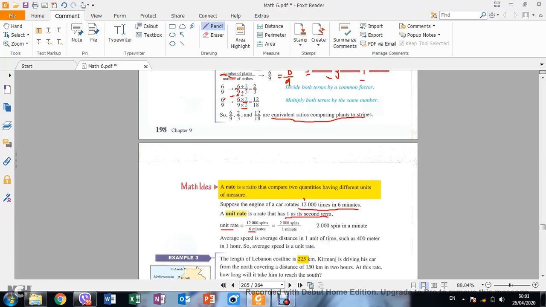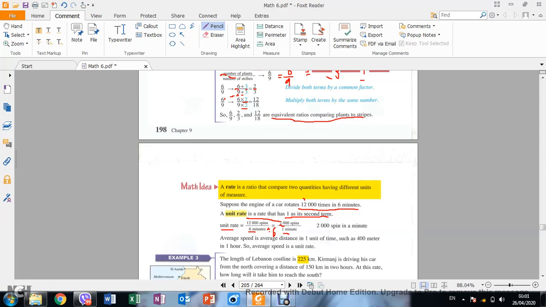So what does the unit rate tell us? It tells us the rate that has 1 as the second term. That means we need to change this denominator to 1, so we divide both sides by 6. 12,000 divided by 6 is 2,000, so 2,000 over 1. We divide the denominator and numerator by 6, because we need the denominator to be 1.